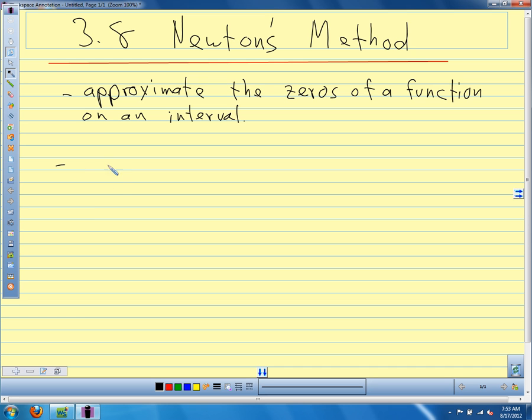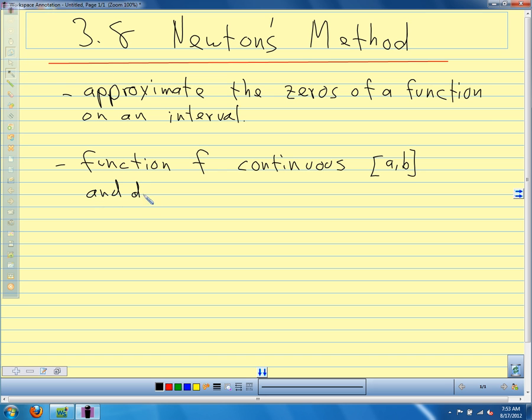So what we need for Newton's method is we have a function f, and our function needs to be continuous on some closed interval, and we need it differentiable on the open interval. And we need to know that it has a zero in that interval.